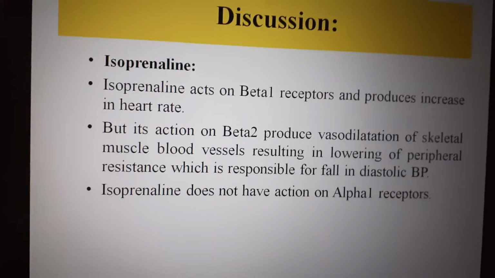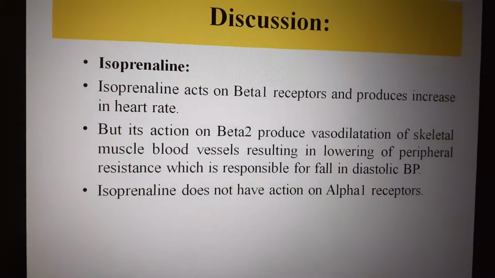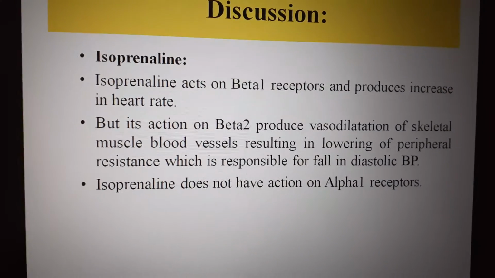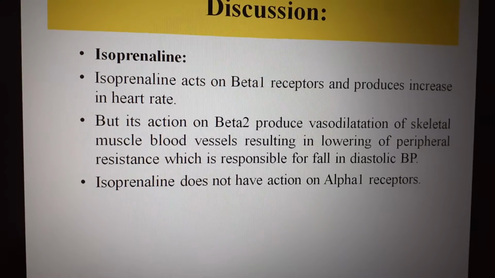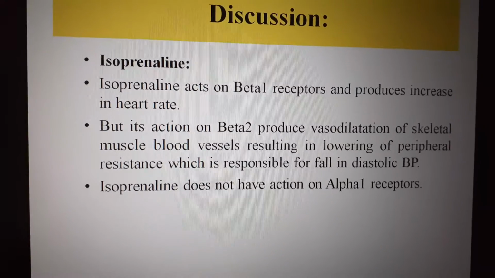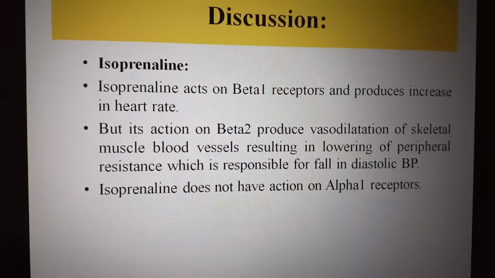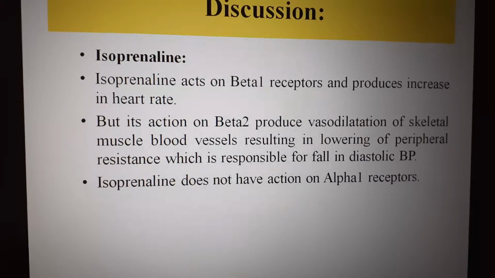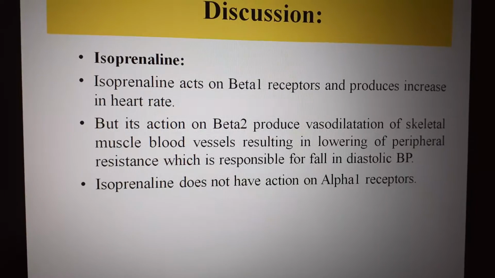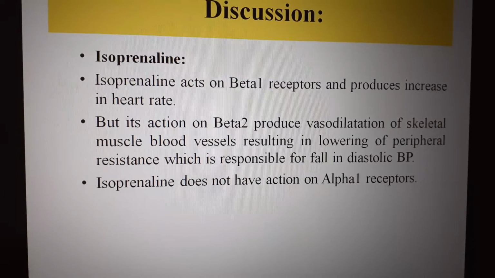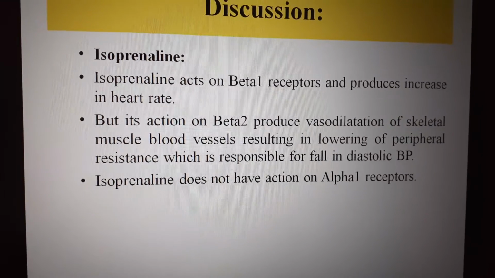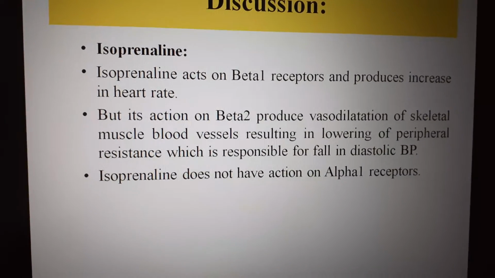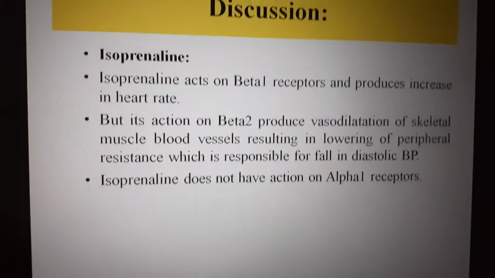Isoprenaline, in this topic we have to remember the receptors involved in the action of these drugs, then only we can understand the proper mechanism of these drugs. So you have to remember the receptors involved of each drug. So isoprenaline is having no alpha action, it has beta 1 and beta 2 action. So beta 1 action will cause tachycardia, while beta 2 action will produce decrease in diastolic and mean blood pressure.